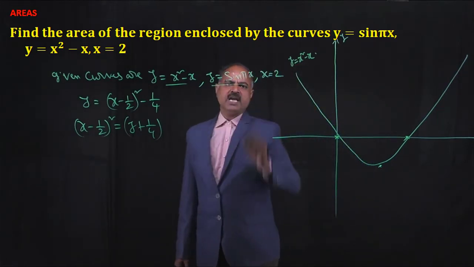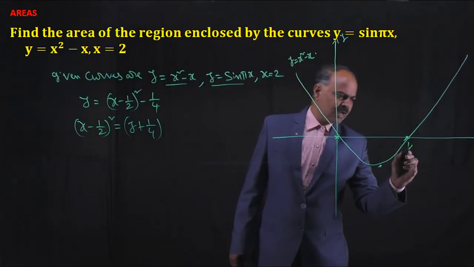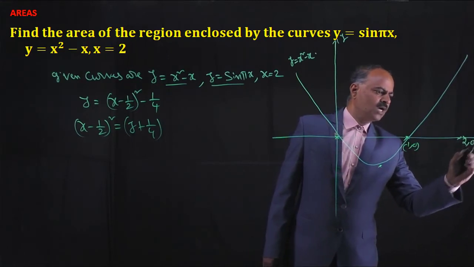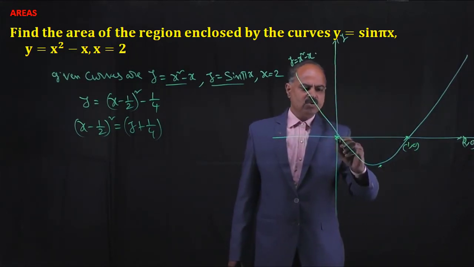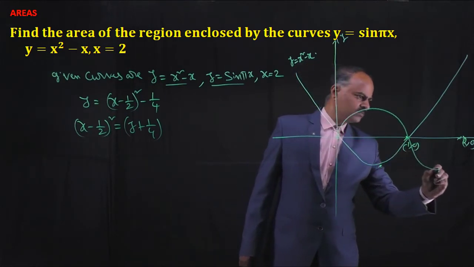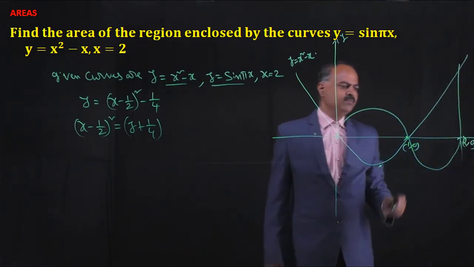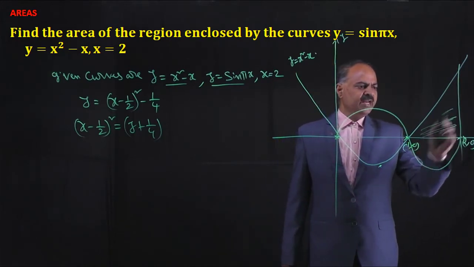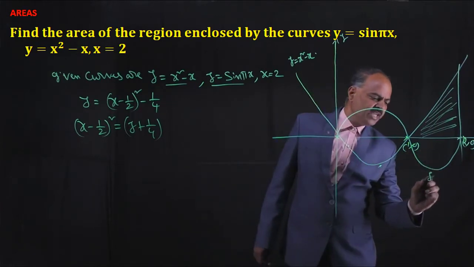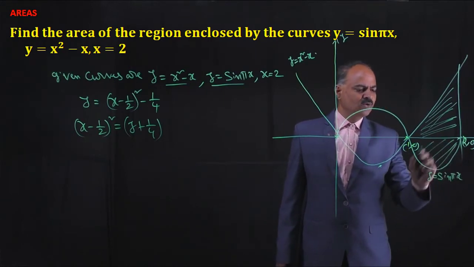And draw the graph y equal to sin pi x. The graph y equal to sin pi x is here. This is (1, 0), and here this is (2, 0). So this is the y equal to sin pi x curve. This is the x equal to 2 line. Now I have to find the area enclosed between the curves y equal to x square minus x and y equal to sin pi x and x equal to 2.